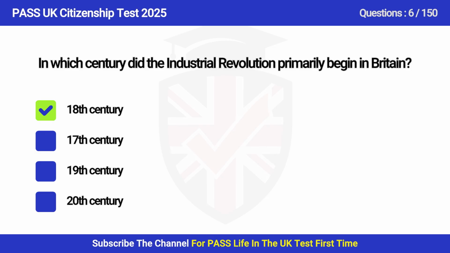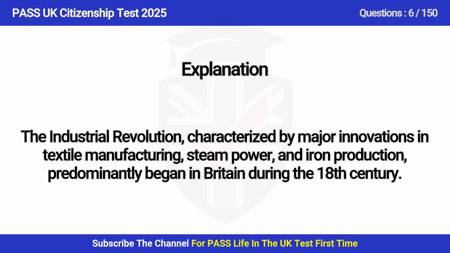Answer is A. 18th century. The Industrial Revolution, marked by major innovations in textile manufacturing, steam power and iron production, predominantly began in Britain during the 18th century.